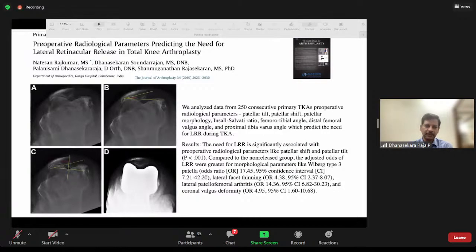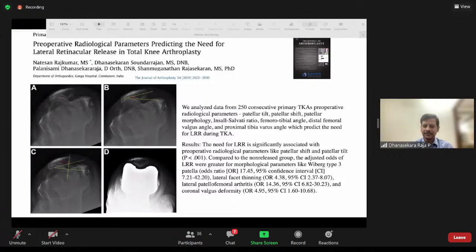So we analyzed our lateral release rates and factors which influence lateral release for our patients. 250 consecutive total knee arthroplasty patients were analyzed with the skyline view. We calculated the patellar tilt, shift, patellar morphology, Insall-Salvati ratio, tibiofemoral angle, and compared the incidence of lateral release and factors which influence lateral release. The major factors are patellar tilt and patellar shift. So the upper diagram A and B shows patellar tilt, and patellar shift is from the middle of the trochlear groove, how much it is shifted laterally.